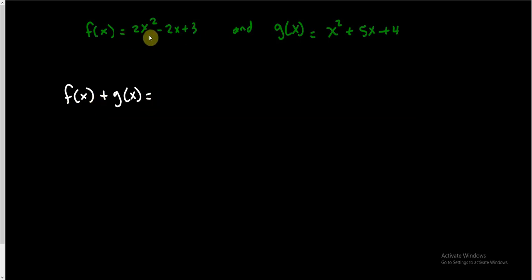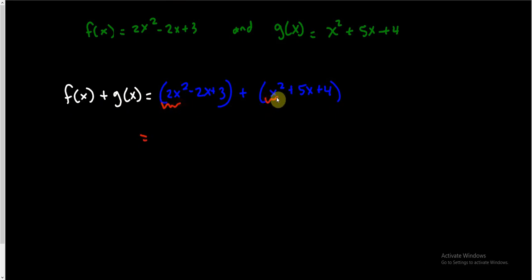So let's take the function f and write it down: 2x squared minus 2x plus 3. It might be good, proper technique to put this in parentheses when we write it down. Plus, and then let's write down the function g: x squared plus 5x plus 4. Well, this is just what we've been doing the whole lesson. I'm just adding two polynomials. That's not hard. So I can drop the parentheses and just combine like terms.